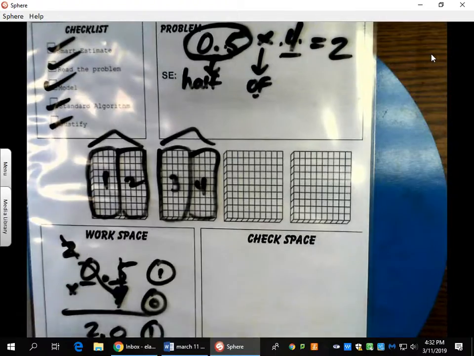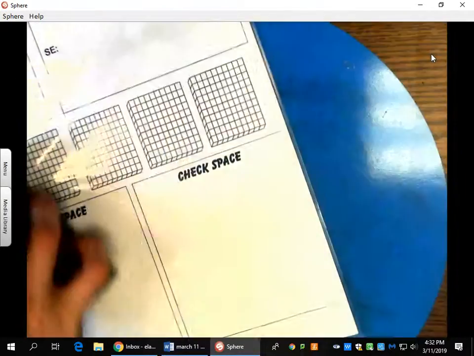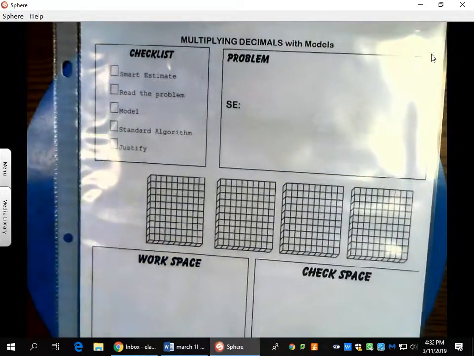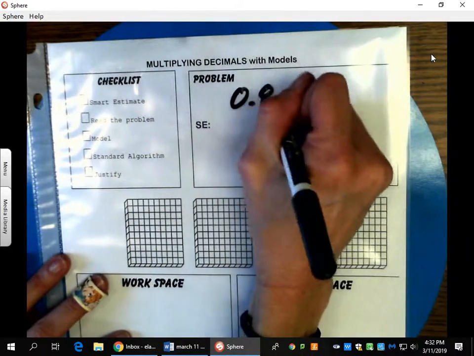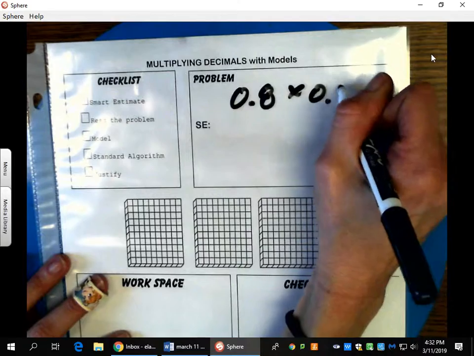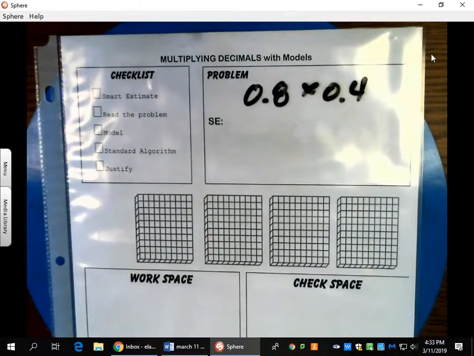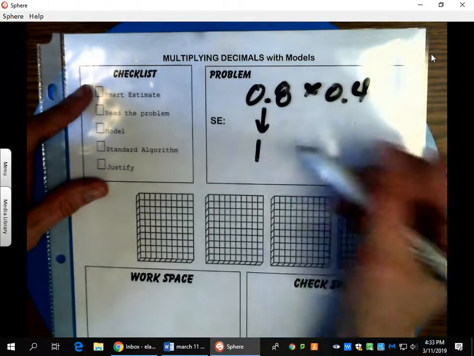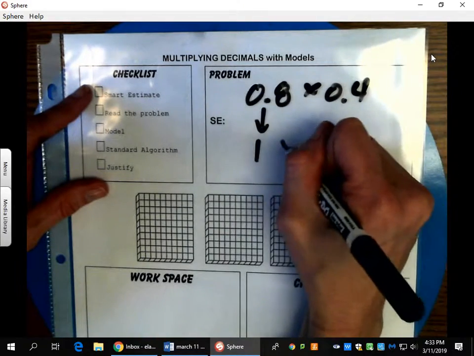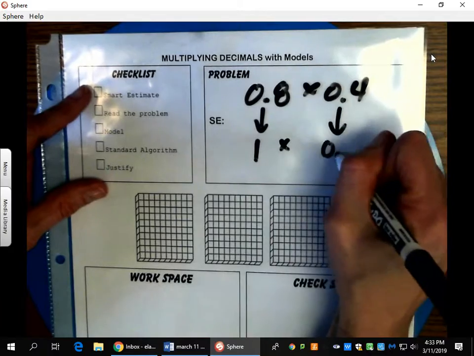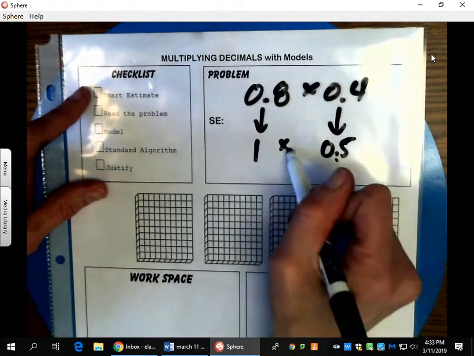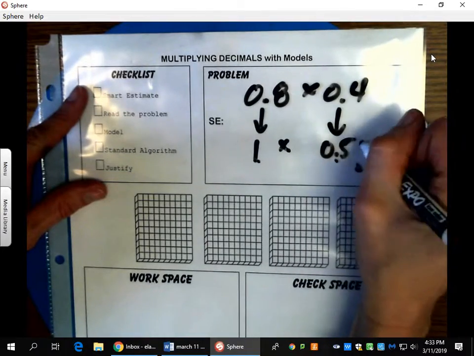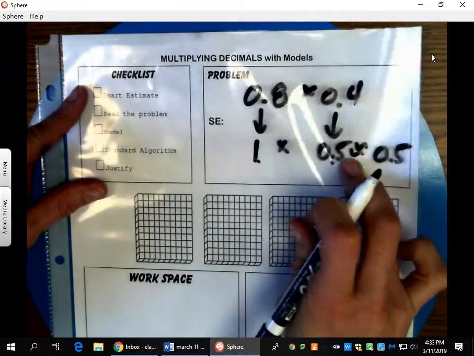Alright, the next one, multiplying decimals, and now I'm doing kind of a new kind of problem, because this is decimal times decimal. But don't be afraid of it, you can still do it. A smart estimate. For smart estimate, I might do something simple like, okay, that's close to 1, and that's close to a half, and half of 1 is a half. I should really put the estimation symbol to remind me that's just my estimate.